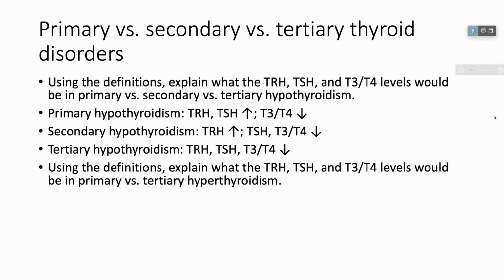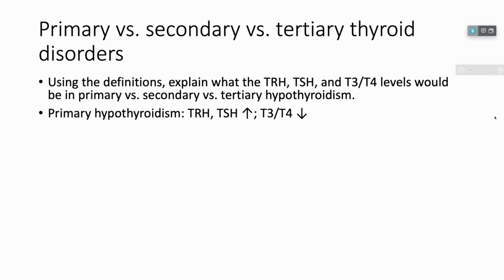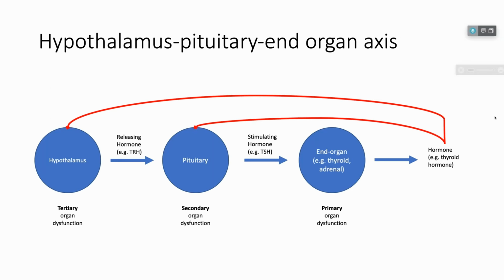Okay, so in primary hyperthyroidism, you would have T3 and T4 increased, and then the TSH and the TRH would be decreased. And that's primary. And then tertiary, you would have T3 and T4 increased, and then TSH increased as well, and TRH increased too. Yeah, exactly. Well done.